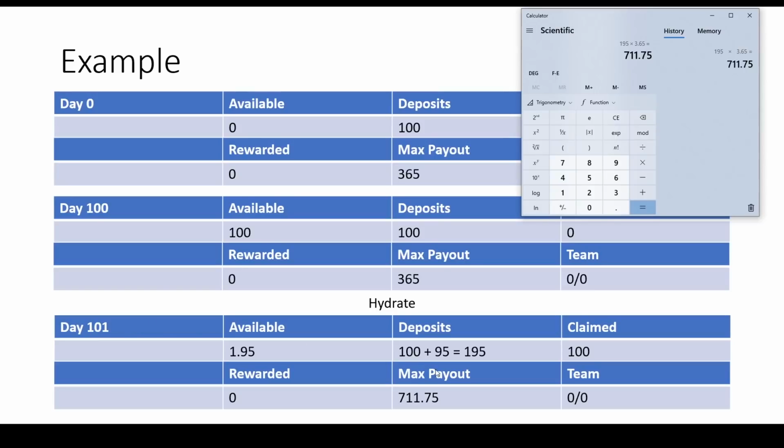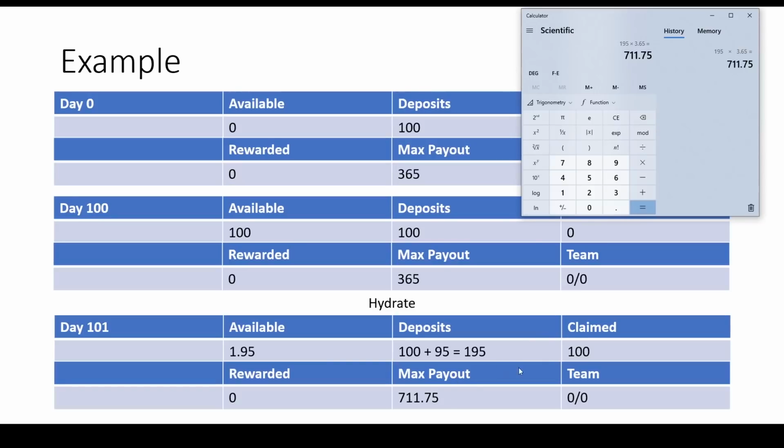Well, think about the rules of the contract. When do you stop being paid? Whenever you reach max payout. By the way, when I hydrated, I claimed out those 100. Therefore, my claim now shows 100, right? My max payout, you just saw how I calculated that. Right? Deposits times 3.65.